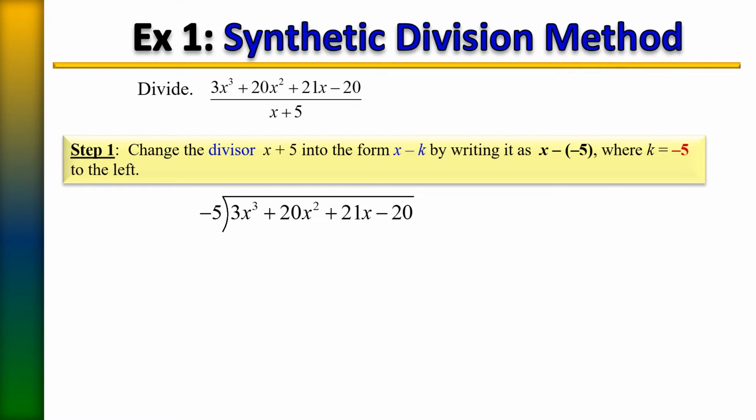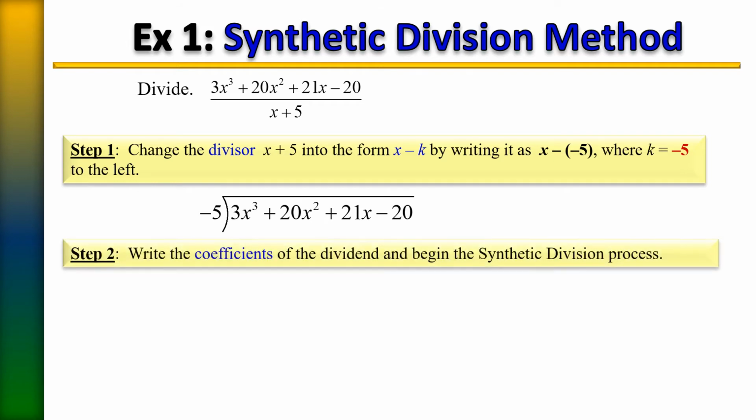Next, we want to just take our coefficients and drop everything else. We don't need the variables. So the coefficient of the first term is 3. Drop the variables behind it. The coefficient of the second term is 20. Drop the variables. The coefficient of the third term is 21. Drop the variables. And the last term is negative 20. So in other words, take only the coefficients.